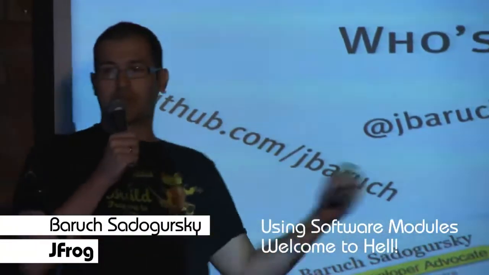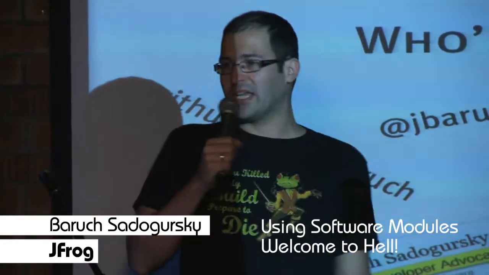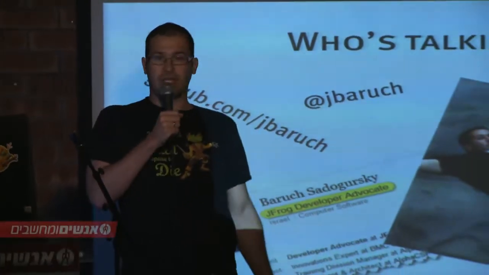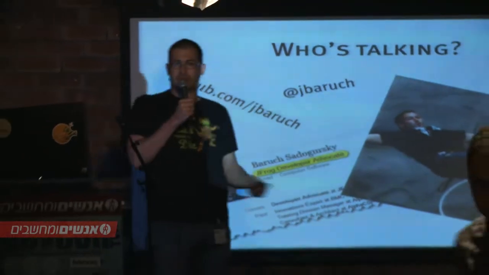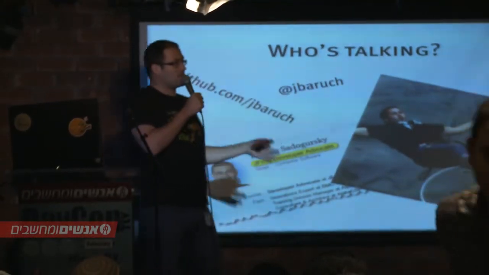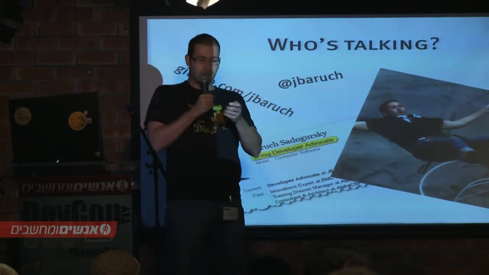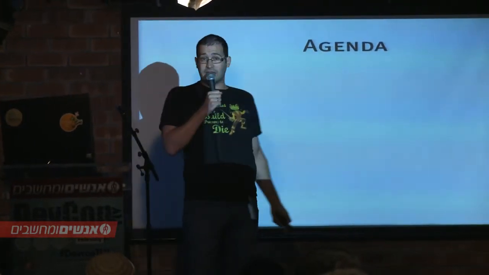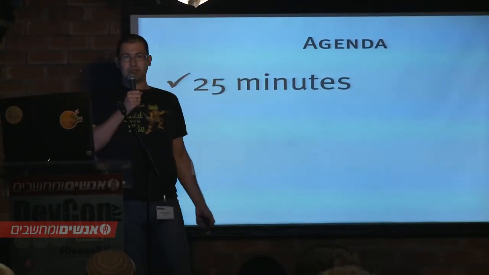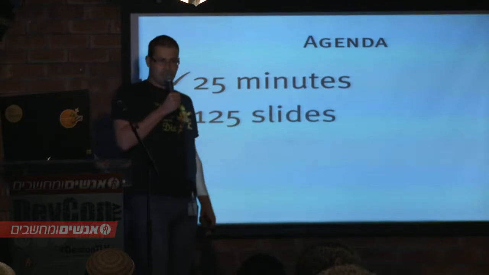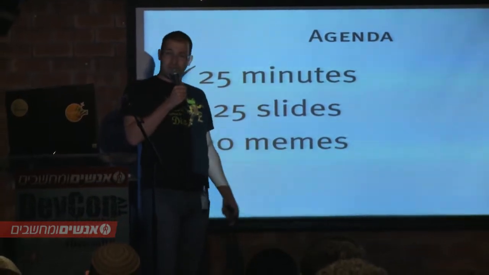This is me, J Baruch, at every place. Developer advocate at JFrog. Usually it takes me like 5 minutes to explain what this is, but we had already here on stage one for Google, so I'm good. A little bit tight on schedule. We have 25 minutes, 125 slides, 30 memes.